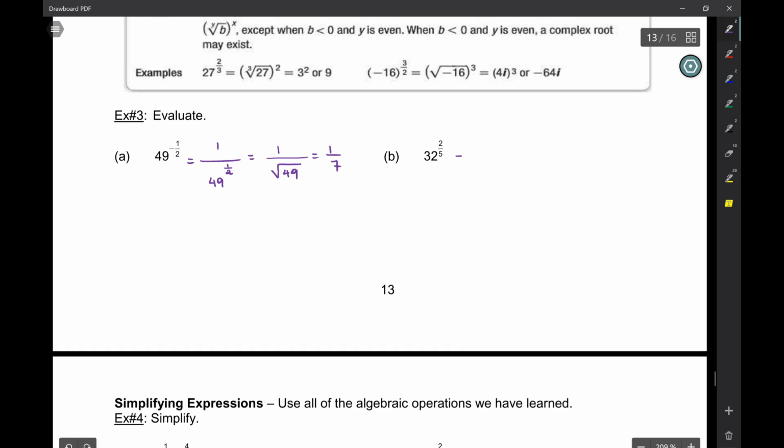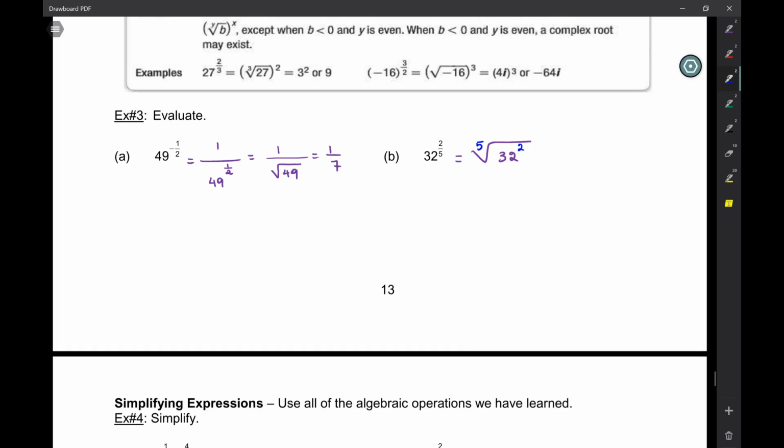Here I have a positive exponent, so that's good. Now I've got a root. 32 goes in here. What's the index? 5. And then where does the 2 go? Either inside or outside. So I could do this. I could do this. And now I have to do 32 squared and then the 5th root of that.